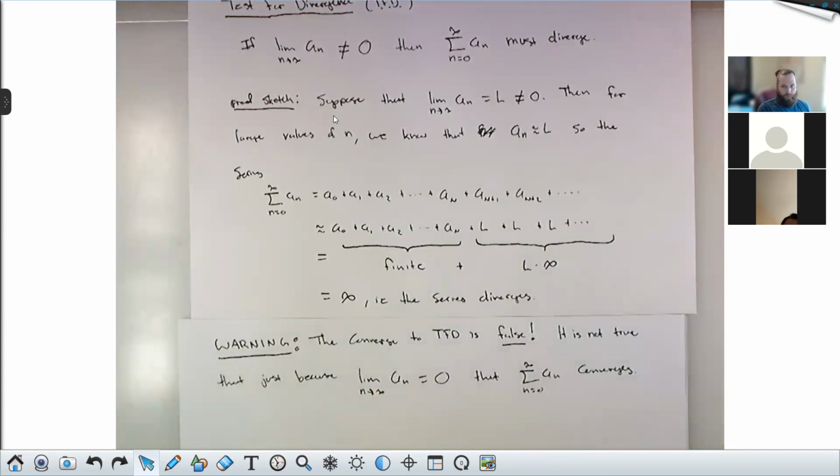So in other words, the test for divergence, the word here is converges. In other words, the test for divergence says if the limit of the an is not 0, then the series sigma an diverges. If the limit of the an is 0, then the test is inconclusive.